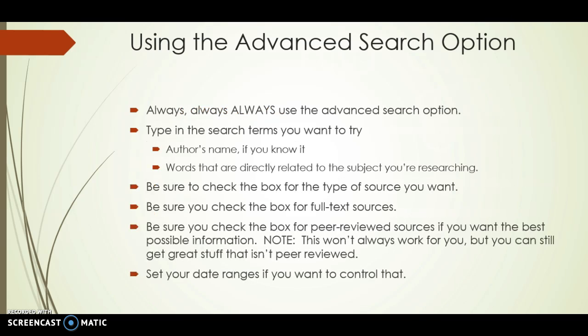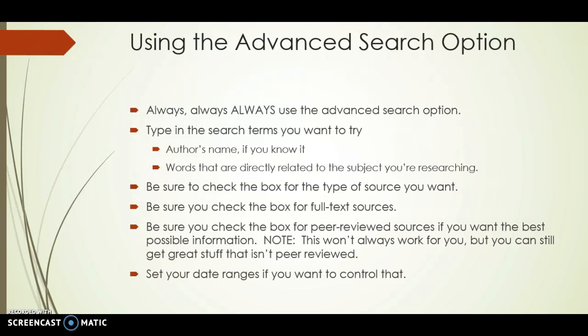Okay, advanced search options. This is the best thing about databases because you can focus your research. It's super important to be able to do that because nobody has time to search through thousands of hits to find the thing they want. So always, always, always use the advanced search option when you can. The first thing you'll do is type in the search terms if you want to look for something specific. If you have the author's name, that's usually the best way to start.